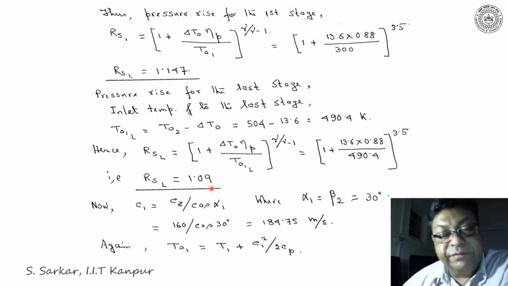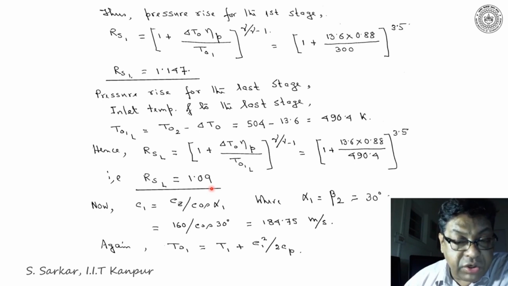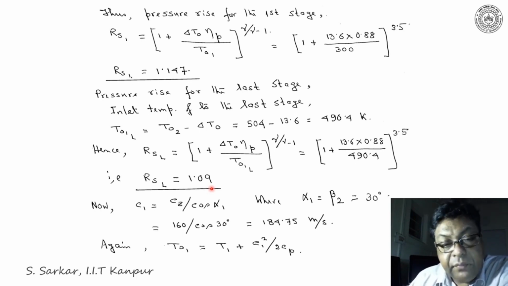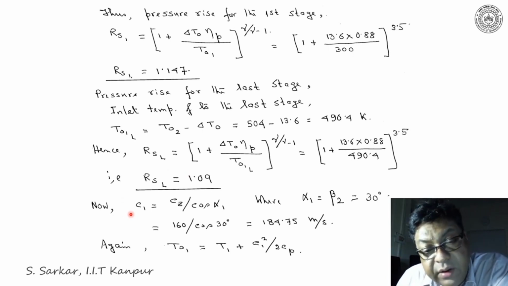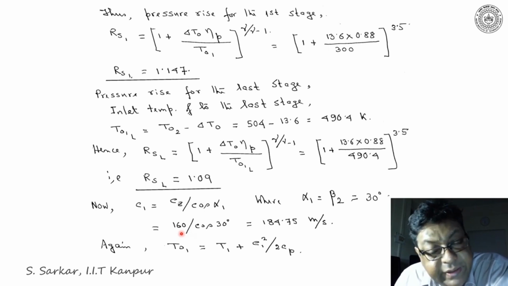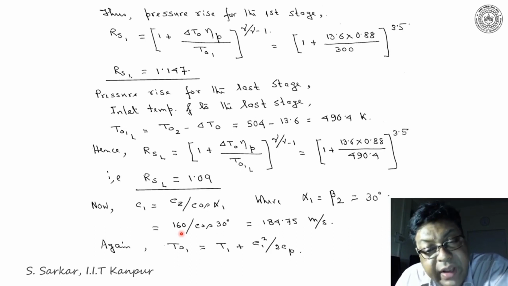So the pressure ratio for the first stage would be equal to 1.147, and that for the last stage would be 1.09. Furthermore, from the velocity triangle, I can write C1 is equal to Cz divided by cos alpha 1. Now alpha 1 would be equal to beta 2 here, which is 30 degree. Thus, I have calculated C1 as 160 divided by cos of 30 degree, which is equal to 184.75 meter per second.